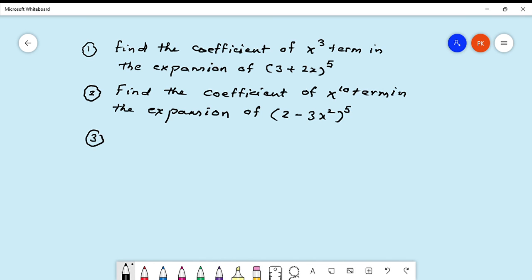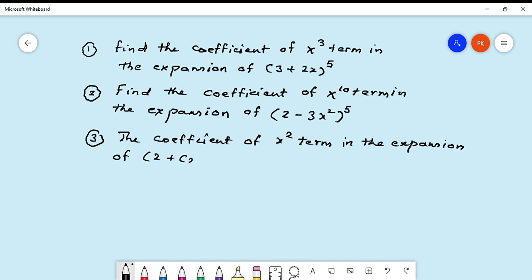Then third one, the coefficient of x square term in the expansion of 2 plus cx to power 4 is 384. Find c.